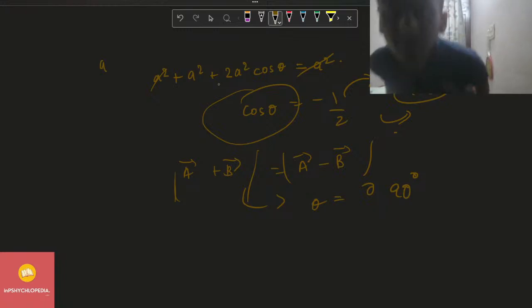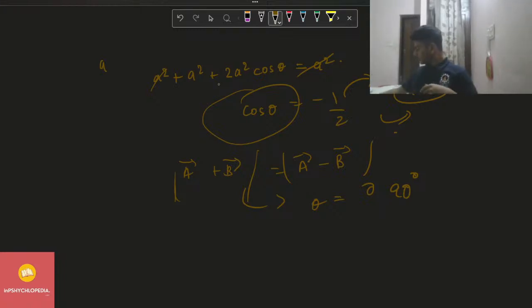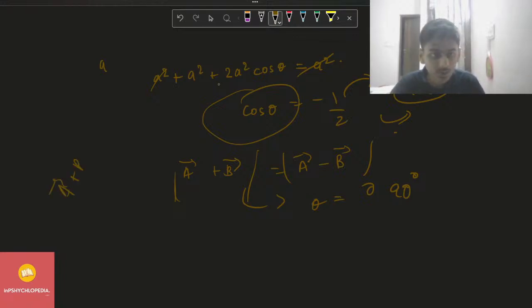Yes, so theta will be 90 degrees in this case. Now I will speed up a little. So this was the thing. What do you think is the maximum value of r? What is the maximum magnitude of vector a plus vector b? It will be simply the scalar addition of both, a plus b, because cos theta varies between 1 and -1, right?